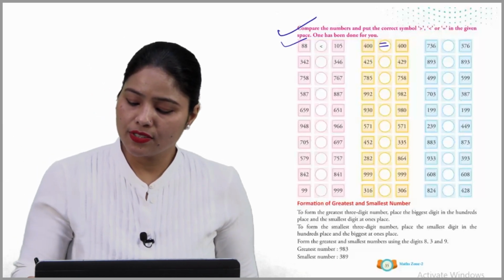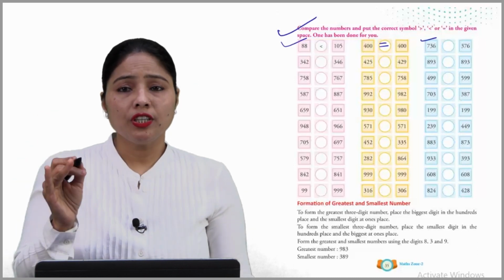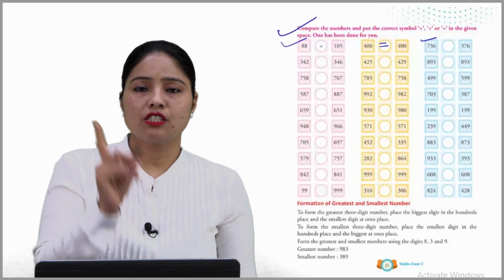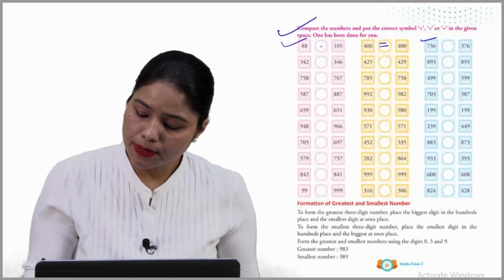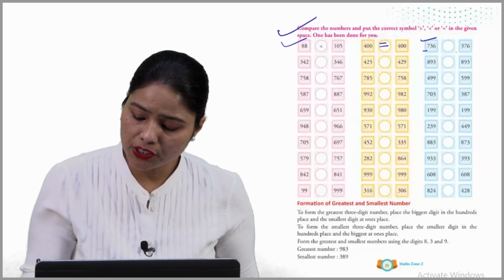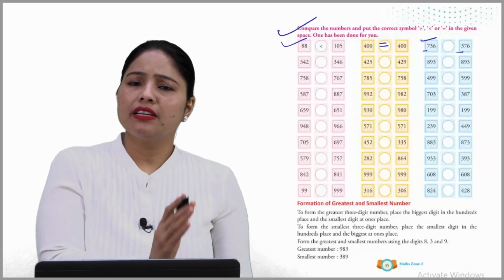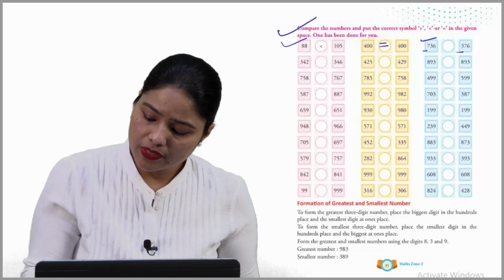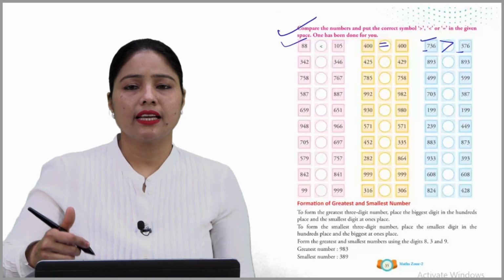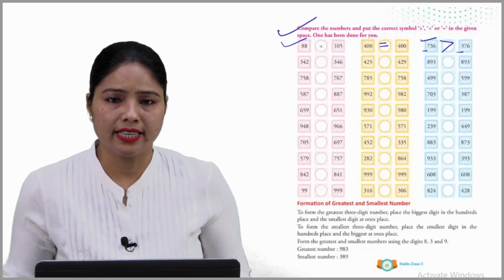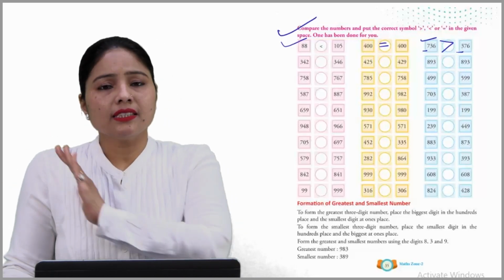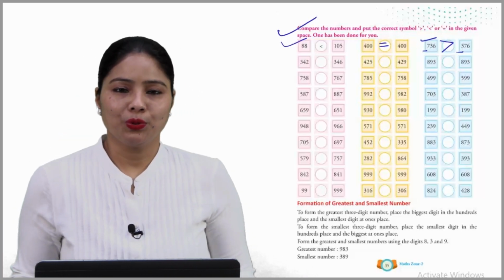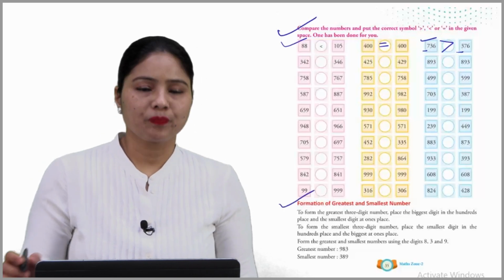Now next is 736 and 376. Compare the hundreds place first. 100 की place पर यहाँ पर है 7 और यहाँ पर है 3. So we know that 7 is greater than 3. So we can say that completely 736 is greater than 376. Similarly, these are the other examples, beta. So now you have to fill them by your own. Okay, now move on.